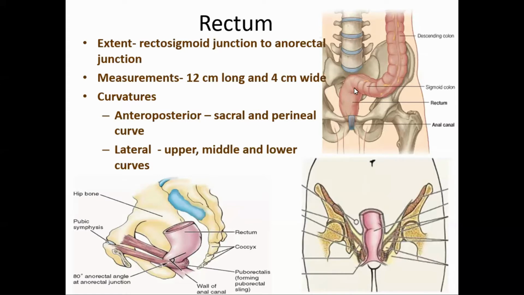So what is the extent of the rectum? It extends from the rectosigmoid junction to the anorectal junction. Rectosigmoid junction, it lies in front of the third sacral vertebra, and anorectal junction, it lies 2 to 3 centimeter in front of the tip of coccyx and slightly below the coccyx.